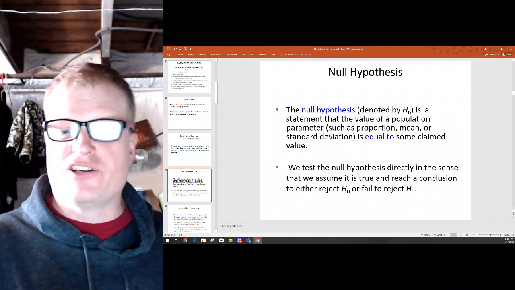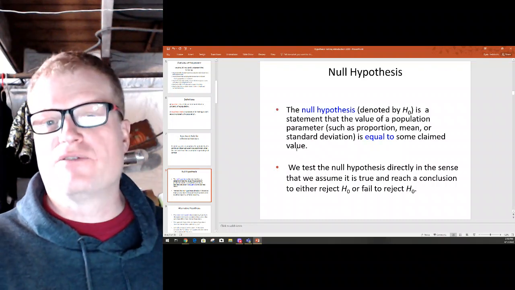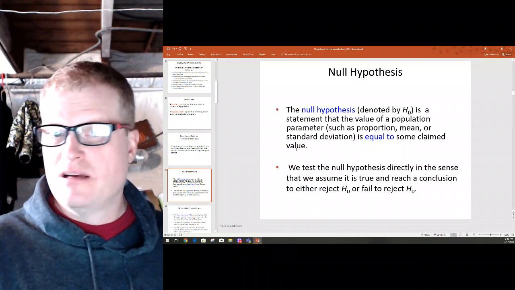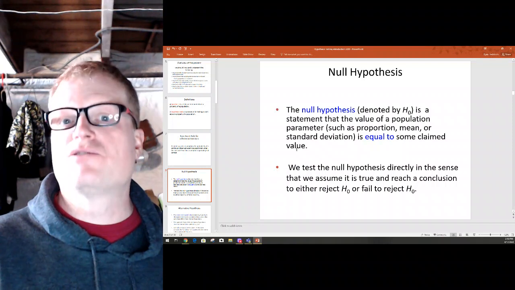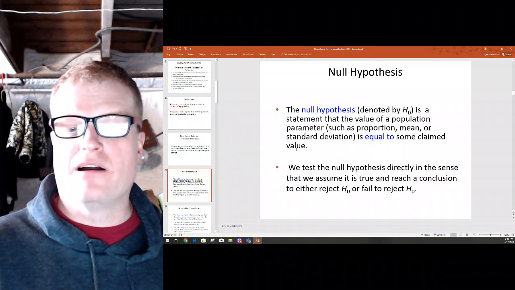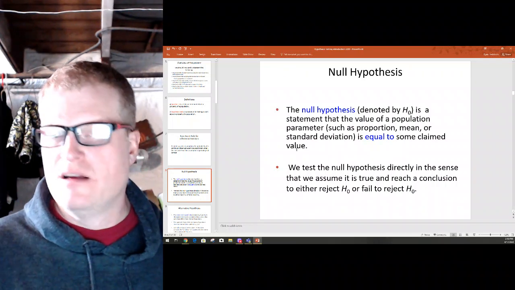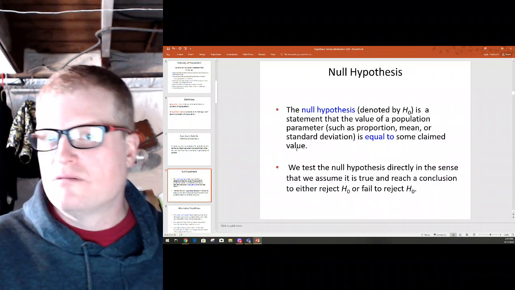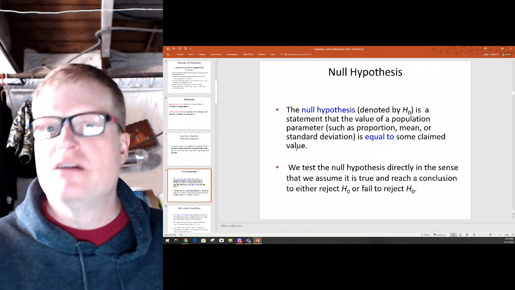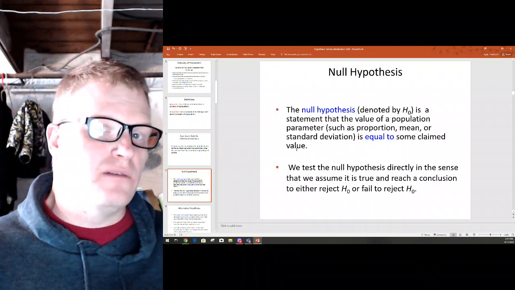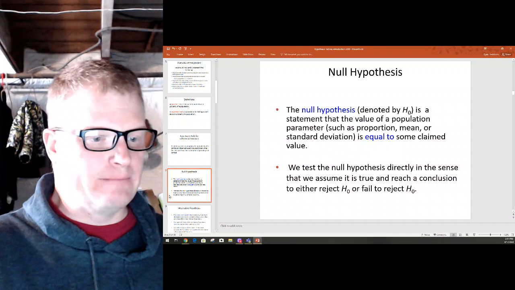We're either going to reject or we're going to fail to reject that null hypothesis. Those are the two conclusions that we're going to make about our null hypothesis. And we'll come back to reject or fail to reject. It sounds like we reject or accept the null hypothesis, but fail to reject, even though it's a double negative, is a better way of looking at it.